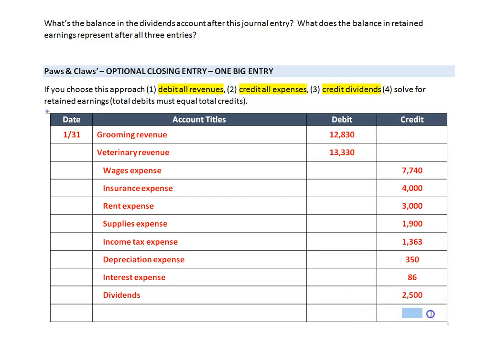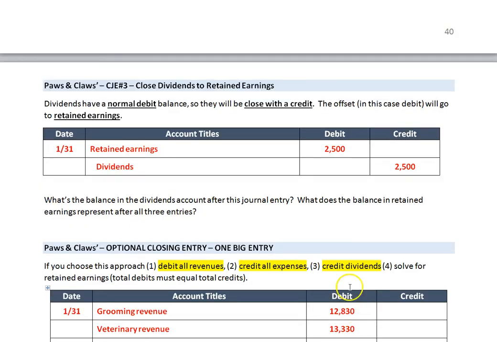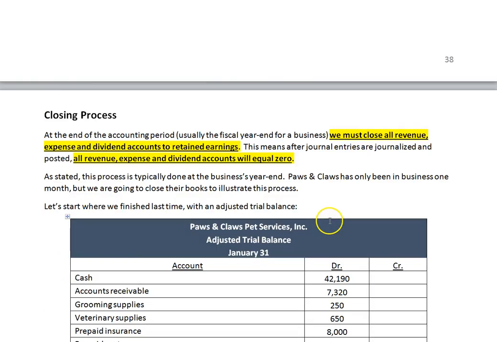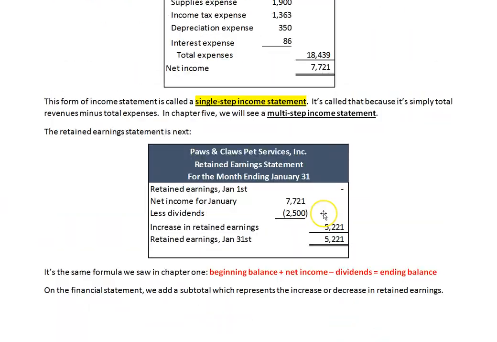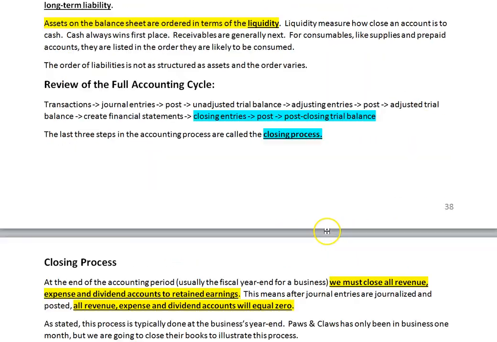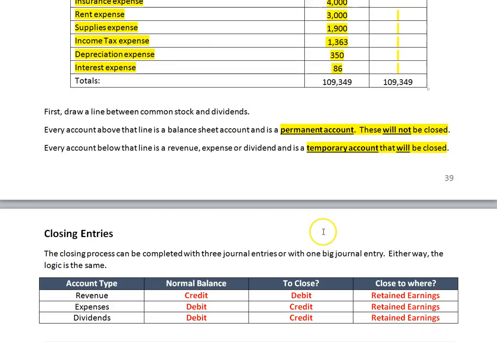I think this one had a positive 5221. I'm going to show you where that is on the financial statements. If we go back to the retained earnings statement, there's the 5221. It represents the increase in retained earnings. And since the beginning balance is 0, it's also the ending balance. But you see how everything ties together in accounting? Or it should.